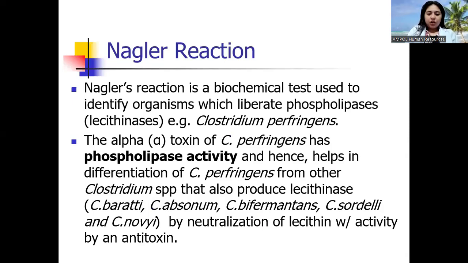Okay, the Nagler reaction is the biochemical test used to identify organisms which liberate phospholipases. Clostridium perfringens has phospholipase activity. It helps in the differentiation of Clostridium perfringens from other Clostridium species.